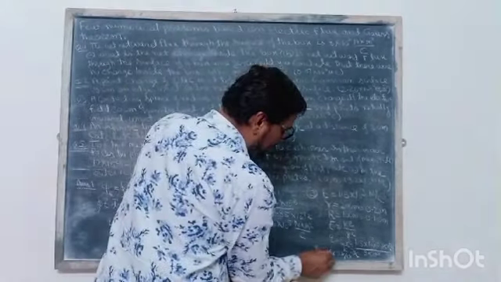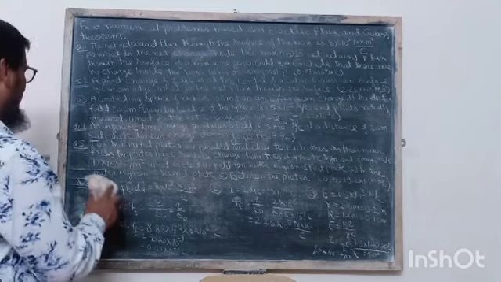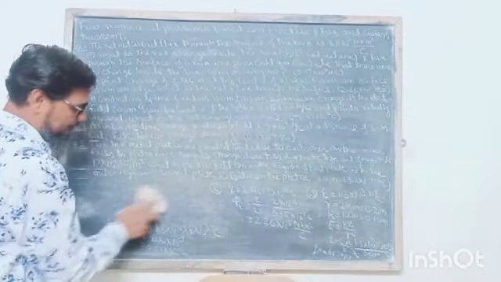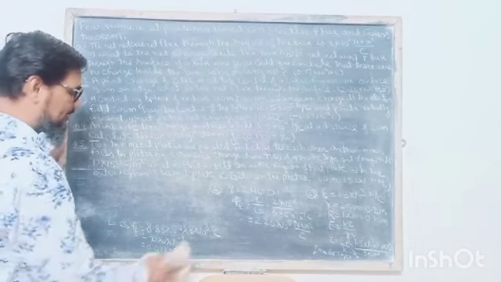Now we shall discuss question number 4. Answer of question number 1 is 0.07 into 10 to the power minus 6 Coulomb.